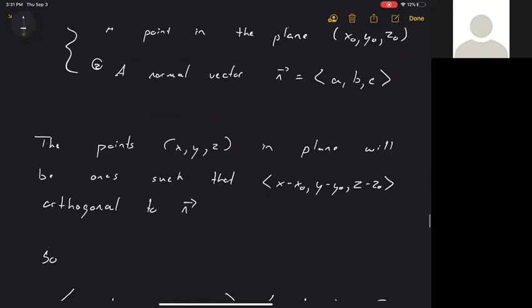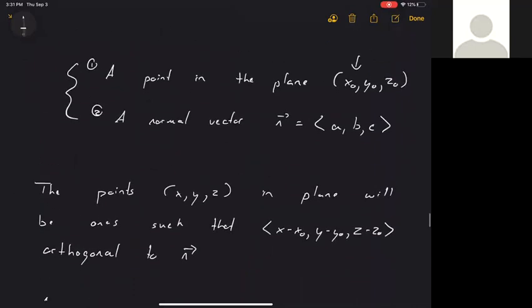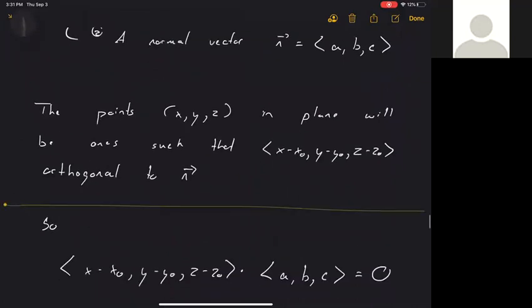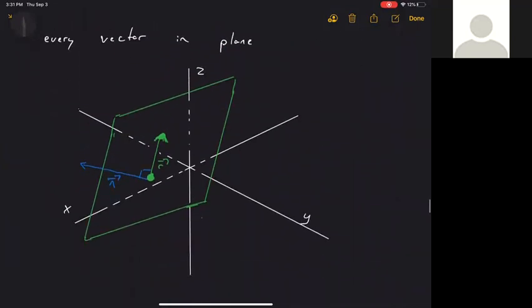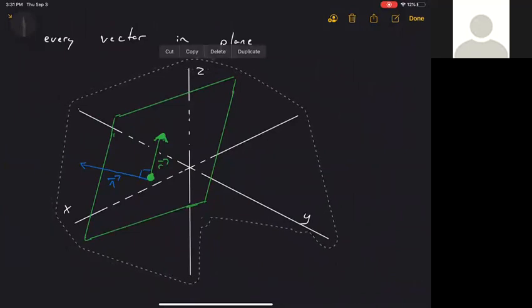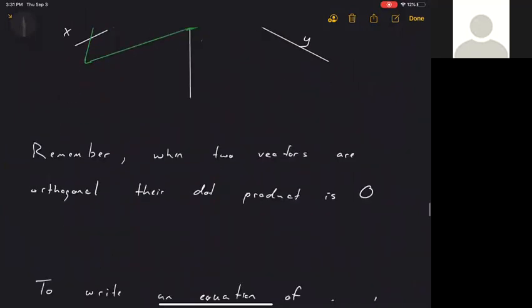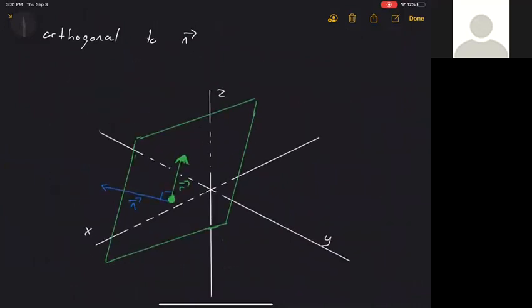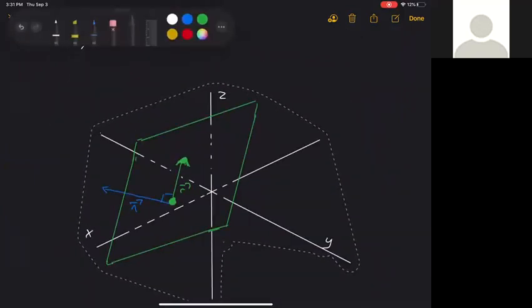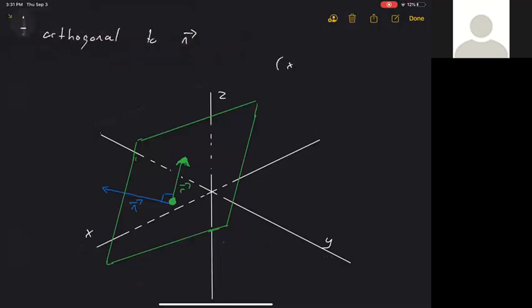Now let's think about the other points in the plane. This would be a good place to insert another picture, so let's copy that from here. What do the points in the plane look like? I want to find the points x, y, z that are in the plane.